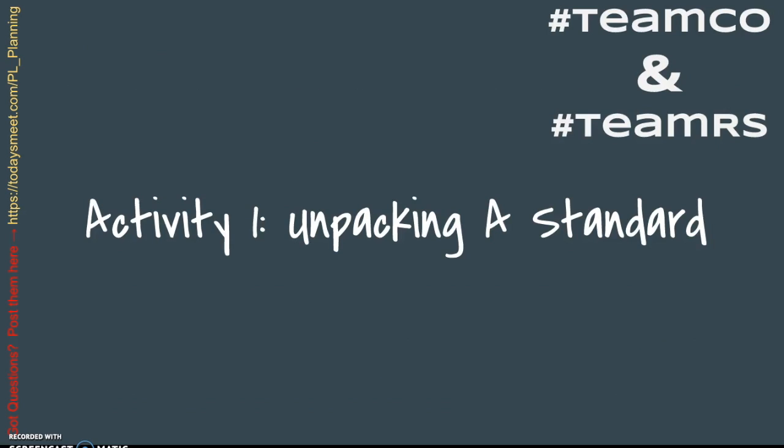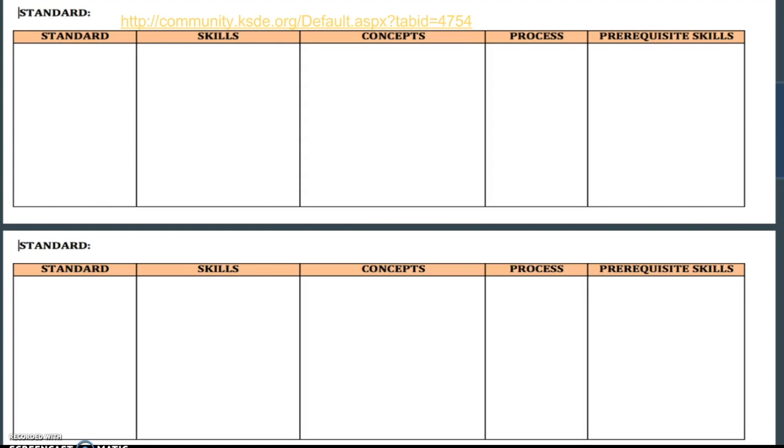All right, we'll get started with activity 1. We are going to walk you through the Unpacking the Standards template. This will also be in the Google Drive folder where you'll pick your grade level, and it will be labeled activity 1. We're going to walk you through how to unpack a standard. Again, this is just an example. The very first thing you would do is write your standard.